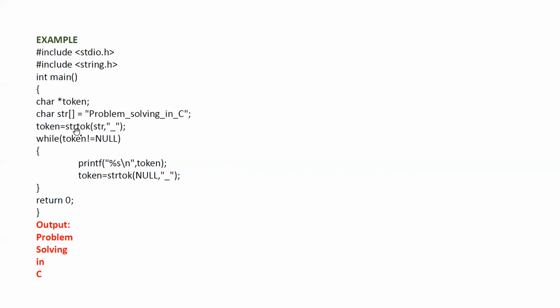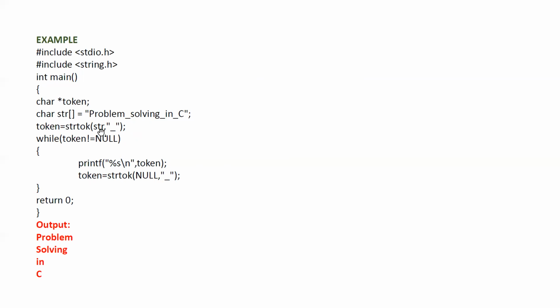Now, token is equal to strtok. Within brackets, you give the string, comma, and then the delimiter. Let it be any kind of delimiter: comma, semicolon, white space. Any character that you want to remove from your text file or use to parse your file will be given within the quotes here. So string, comma, underscore. I've given it here.